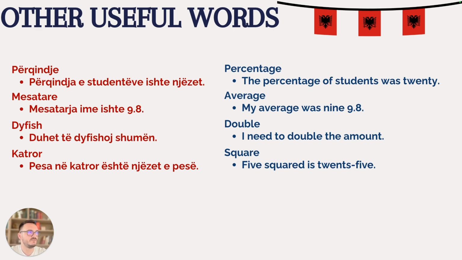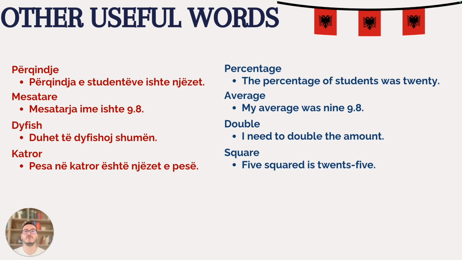Mesatare, average. You might hear the word mes in it, which means middle. So mesatare, the average. Mesatarja ime ishte 9.8. My average was 9.8. Sorry about that, I see I've put 9 in words and then 9.8 in numbers. You get the idea. Dy fish, double, literally twofold.